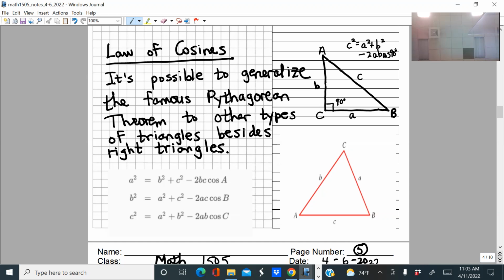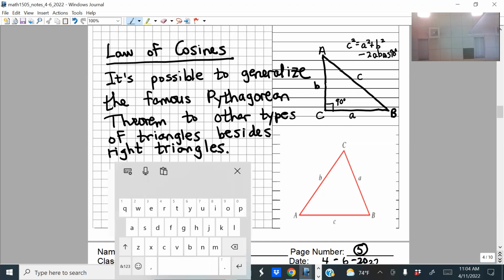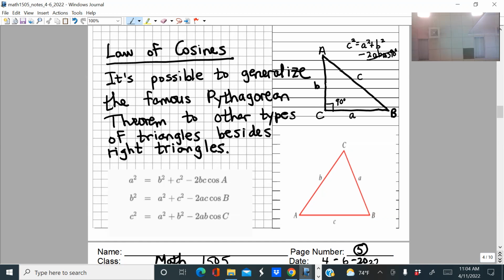The cosine of 90 degrees is 0. So this last term would drop out, and you would just get your familiar Pythagorean theorem, which is just c squared is equal to a squared plus b squared.